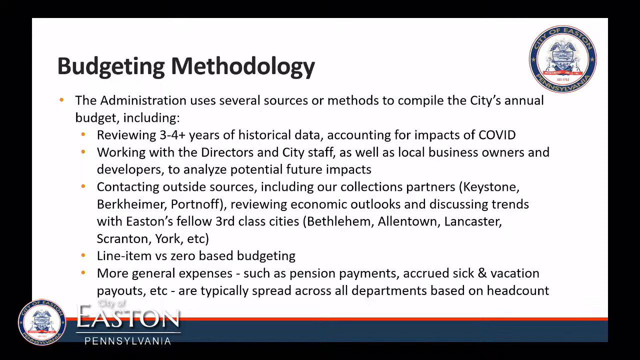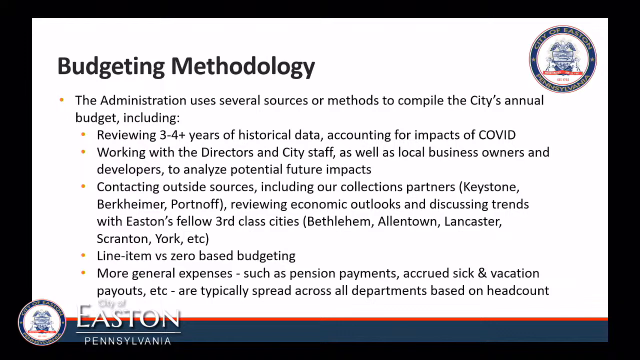We also talk to our sister cities, our third-class cities. We meet with them once a quarter, give or take, and trade ideas as we're going through budgets. During COVID there was a lot of discussion about what revenue trends we were seeing, what was going to dip, and what was staying the same. In short, we really do a line item budget. We look at the historicals, compare those, and look forward.